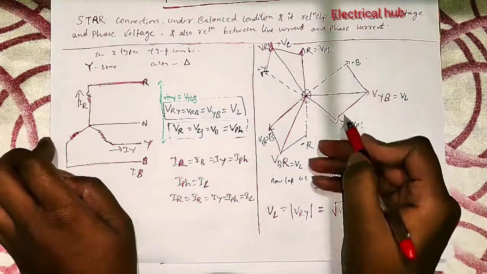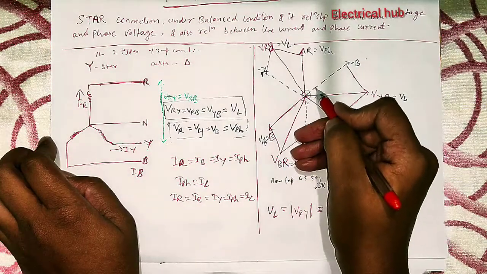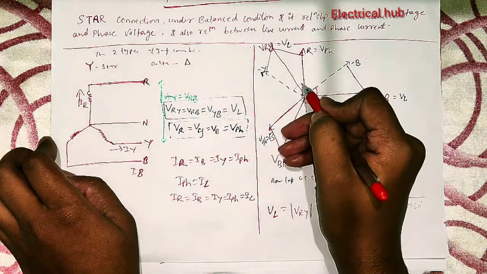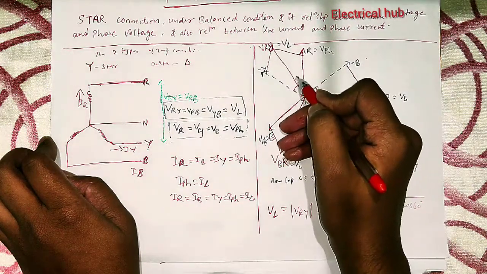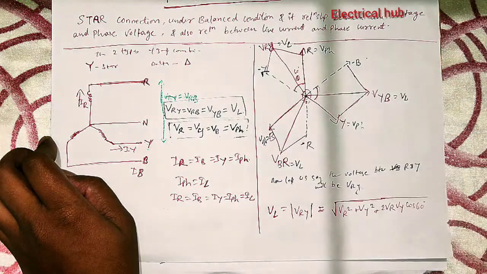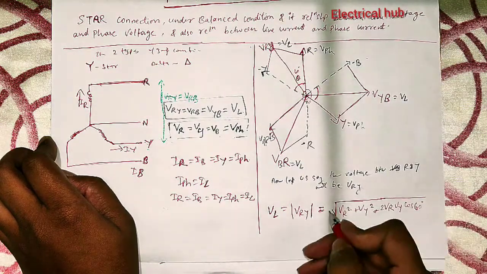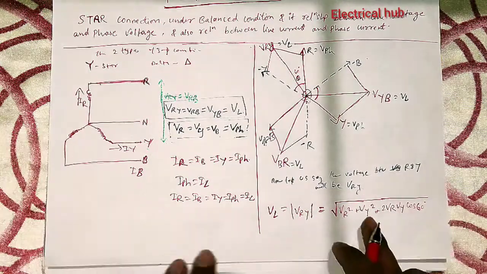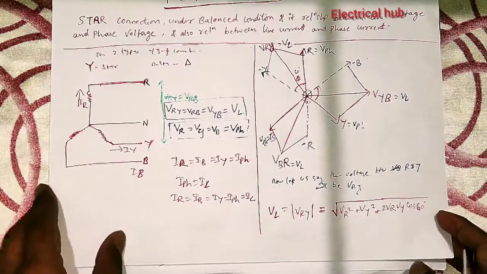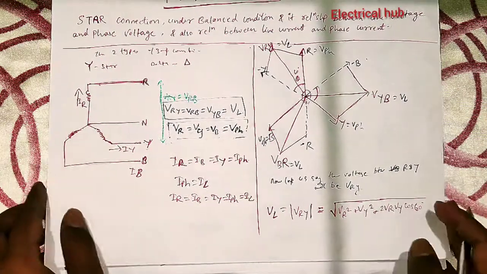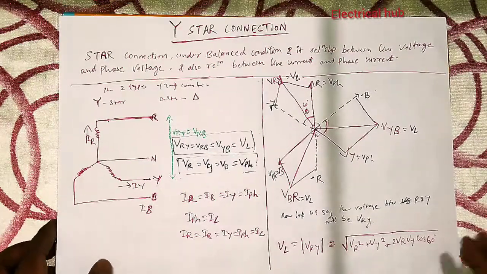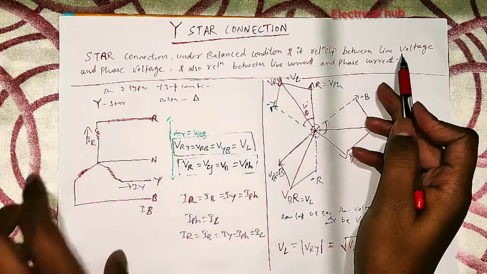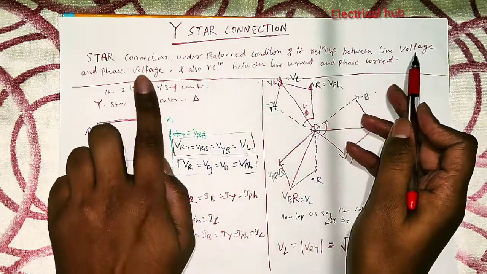Because the exact angle between this part, suppose VYB, this is VRY, which means this part is 60 degrees. This is phi, which is 60 degrees. Alright. So this is a 60 degree angle according to the phasor diagram under balanced condition. So this will be the exact calculation or mathematical equation of VL. Now we have to simplify this equation, and let's see what will come in terms of exact VL in terms of VPH, which is the question asked: write the relationship between line voltage and phase voltage.